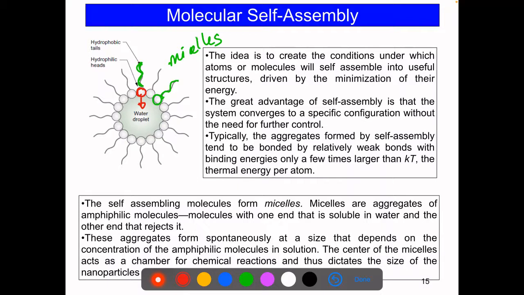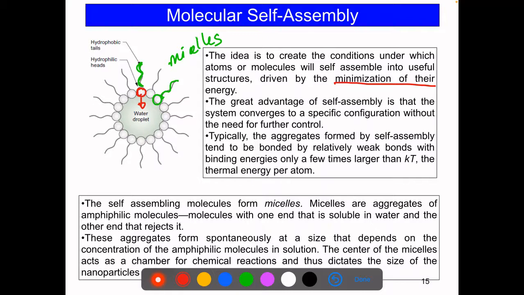The idea is to create the conditions under which atoms or molecules will self-assemble into useful structures. So these micelles come together by themselves. You don't do it. You just create the right environment and they come together by themselves in certain shapes and structures, driven by the minimization of their energy. The great advantage of self-assembly is that the system converges to a specific configuration without the need for further control.